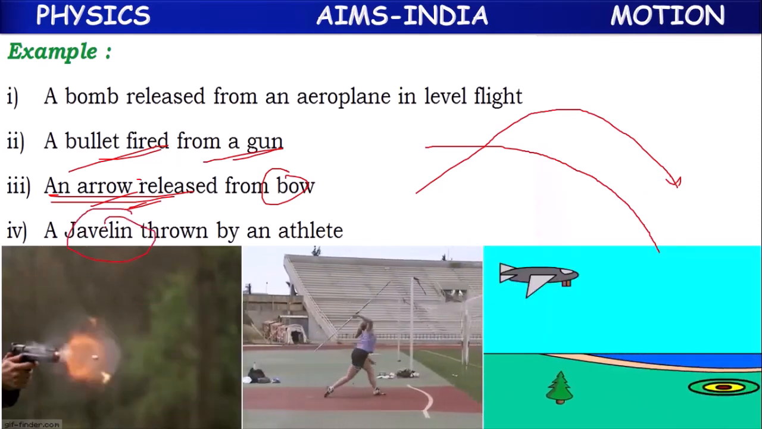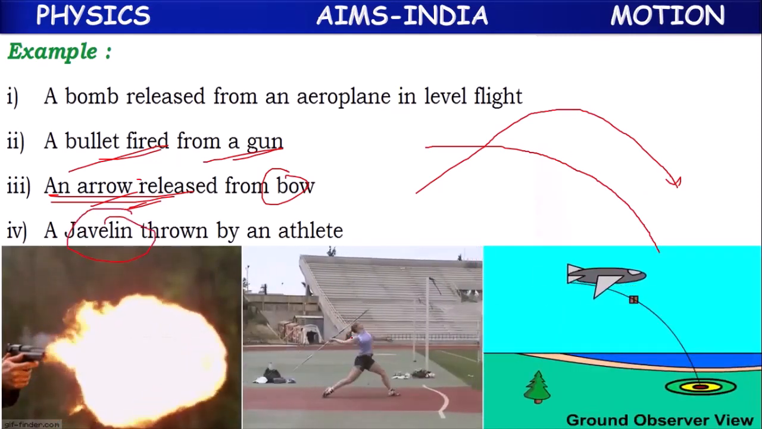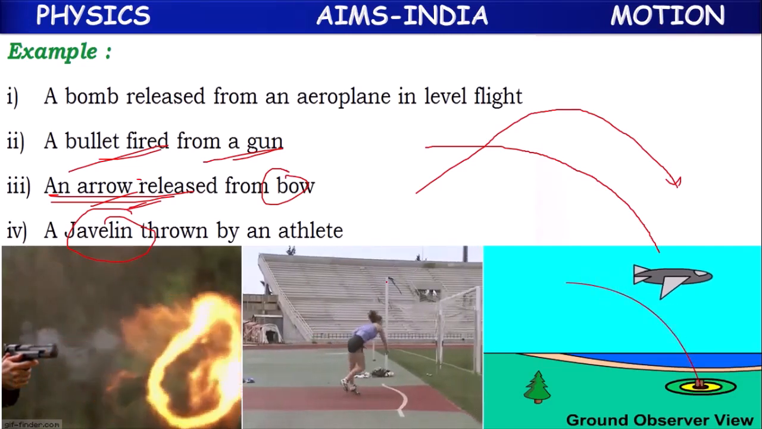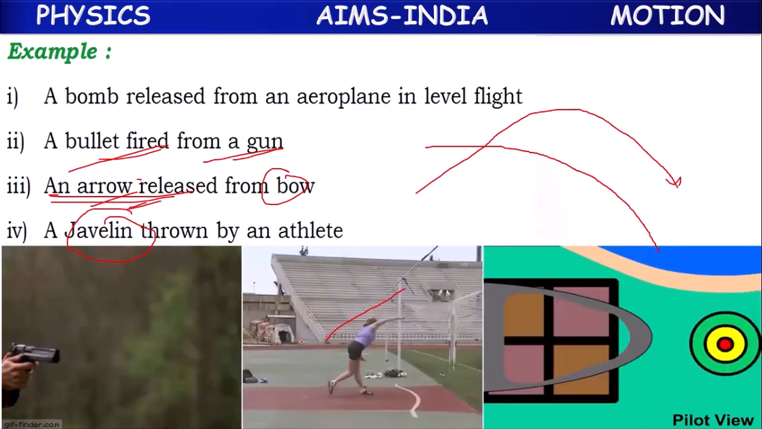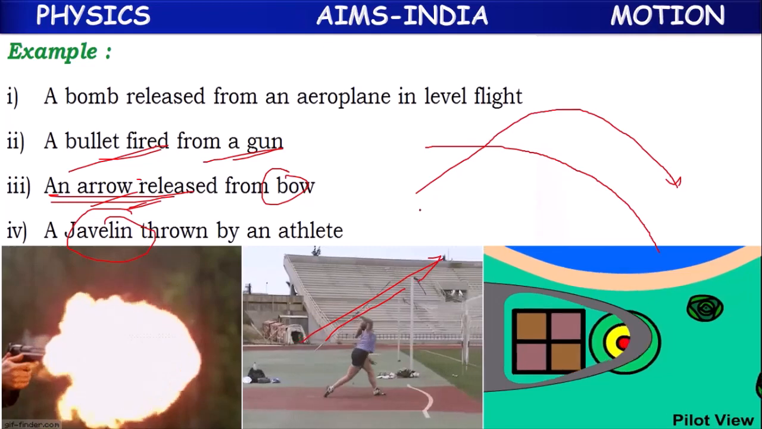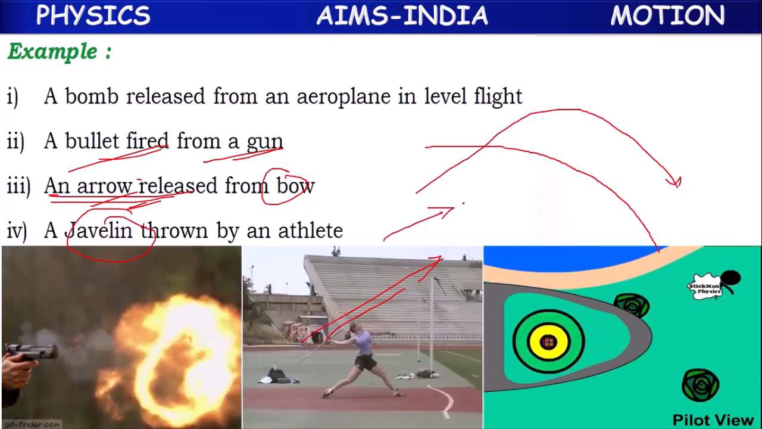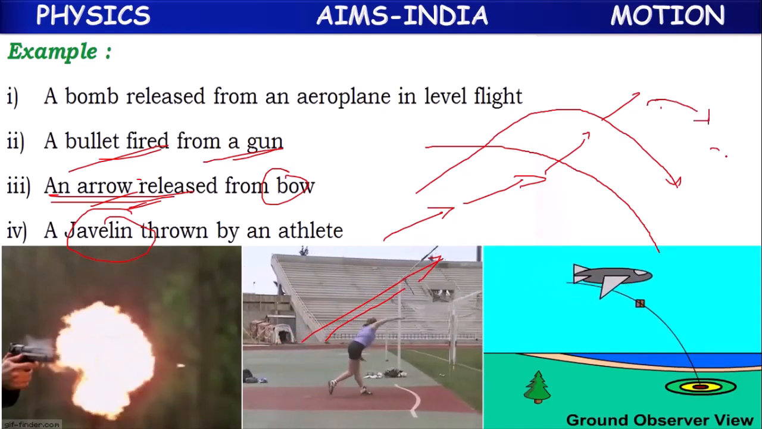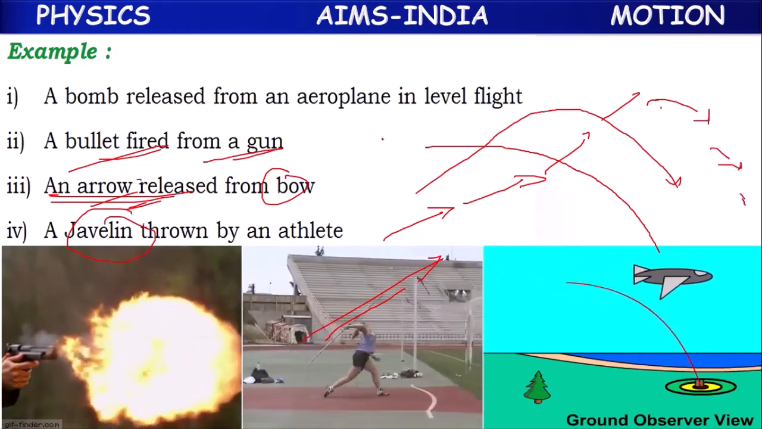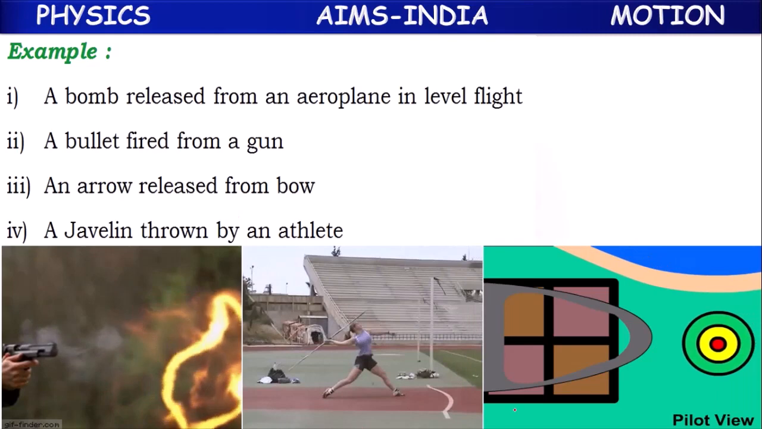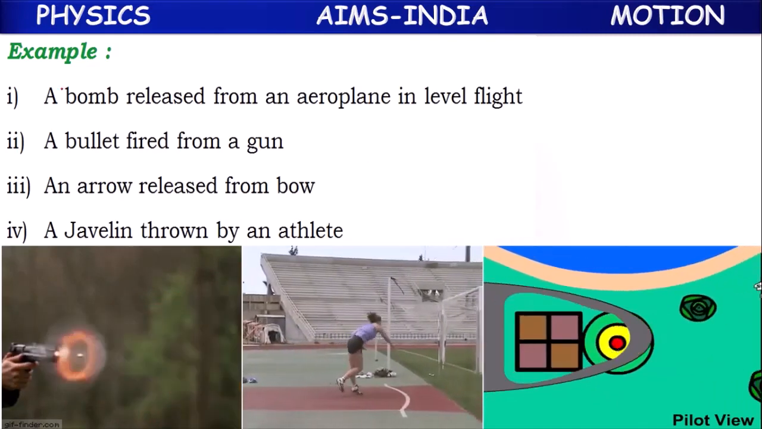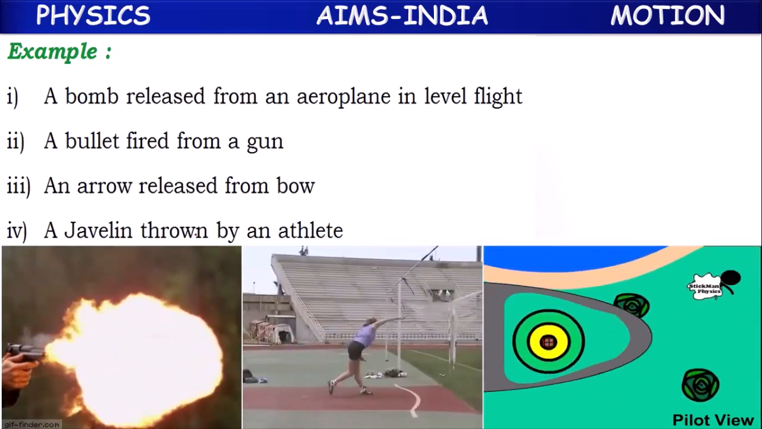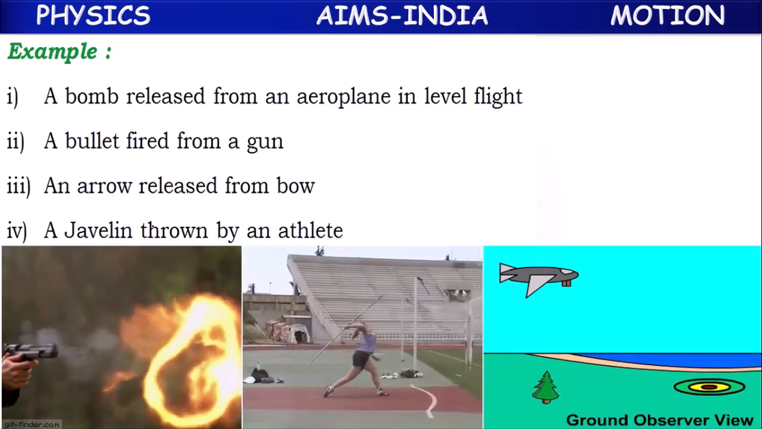A javelin. In the Olympic Games, we have this event, the javelin throw, which means throwing a stick. The stick is called a javelin. If they throw the stick, it goes straight, then it falls down, like a projectile. So all these are examples of projectiles.